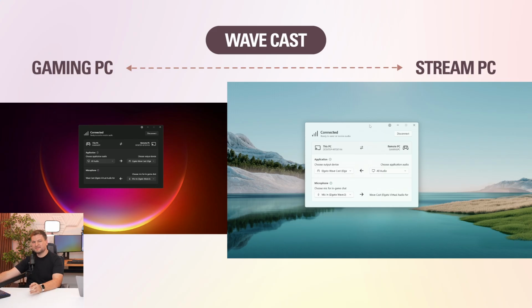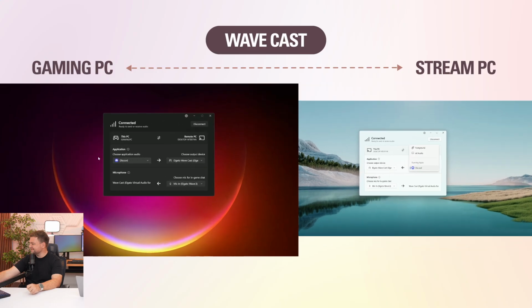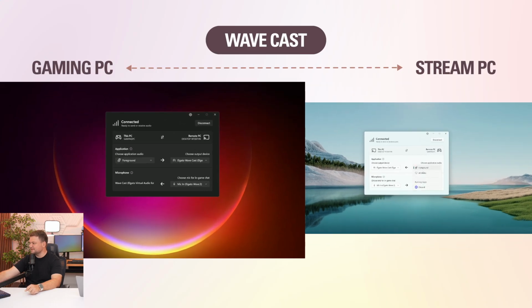I also want to show you something else that's really cool. If someone asked me what's a favorite feature? Check this out. I'm on the streaming PC here, and let's say I want to change what app I'm capturing on the gaming PC. I can do that from the streaming PC. I can select Discord, and you'll see it also changes on Wavecast on the gaming PC, but I'm doing it on the streaming PC, right? You can see the settings are changing there.